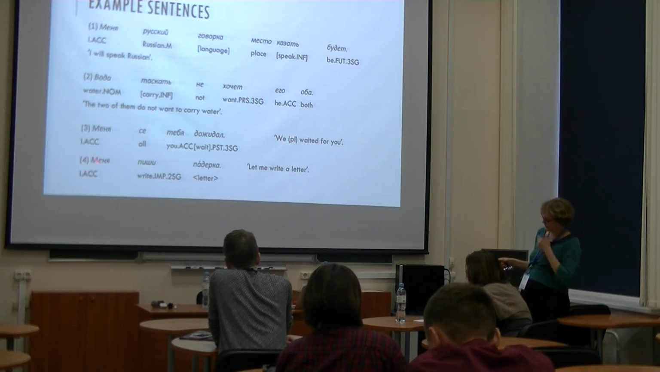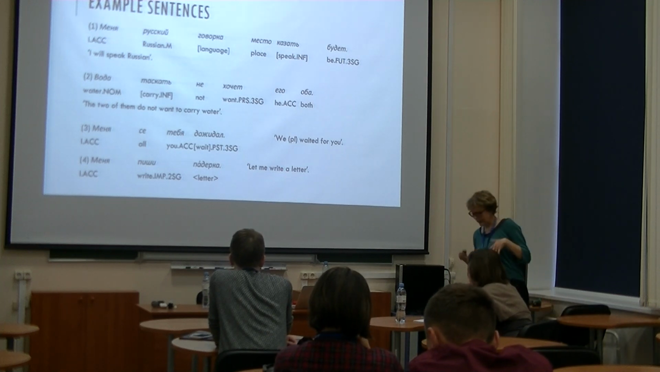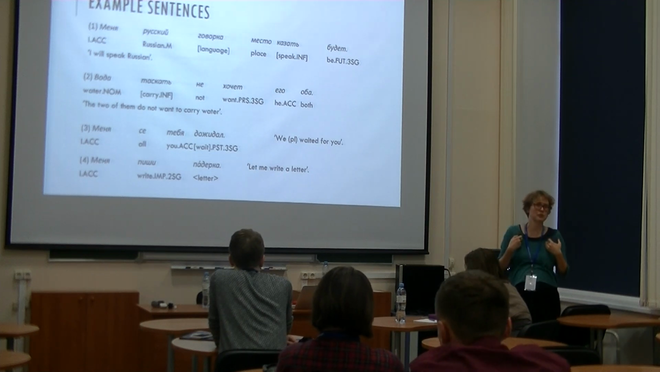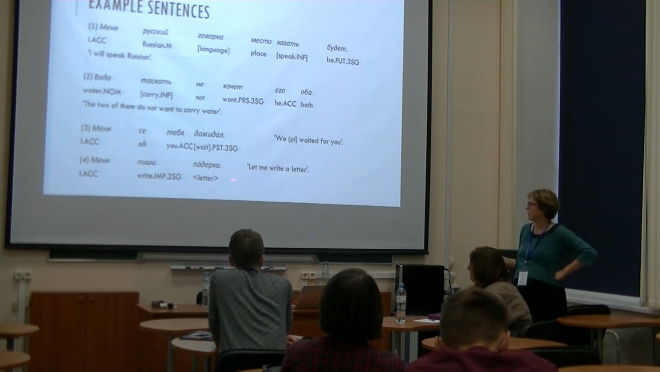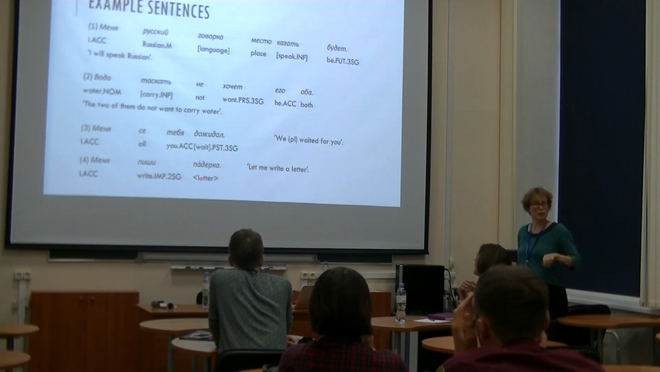And the last sentence is an example of an imperative sentence. It means let me write a letter, and maybe it's not the best translation to English. Basically, it's like an imperative to the first person. It's an intention that I want to express. And here it is меня пишет батерка, and here the verb is second person singular.